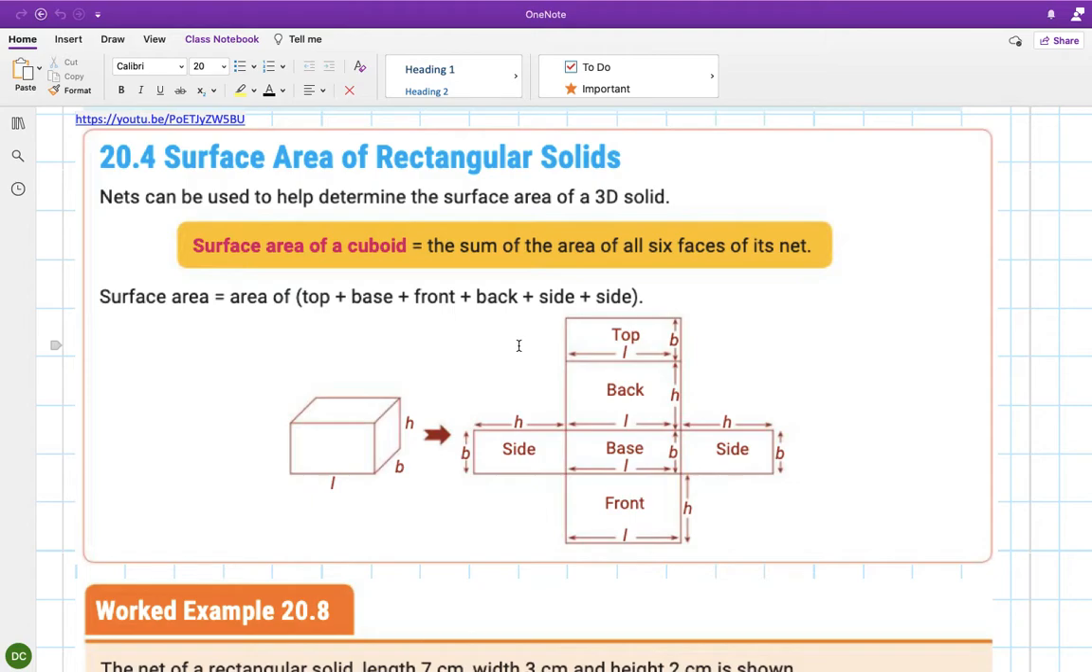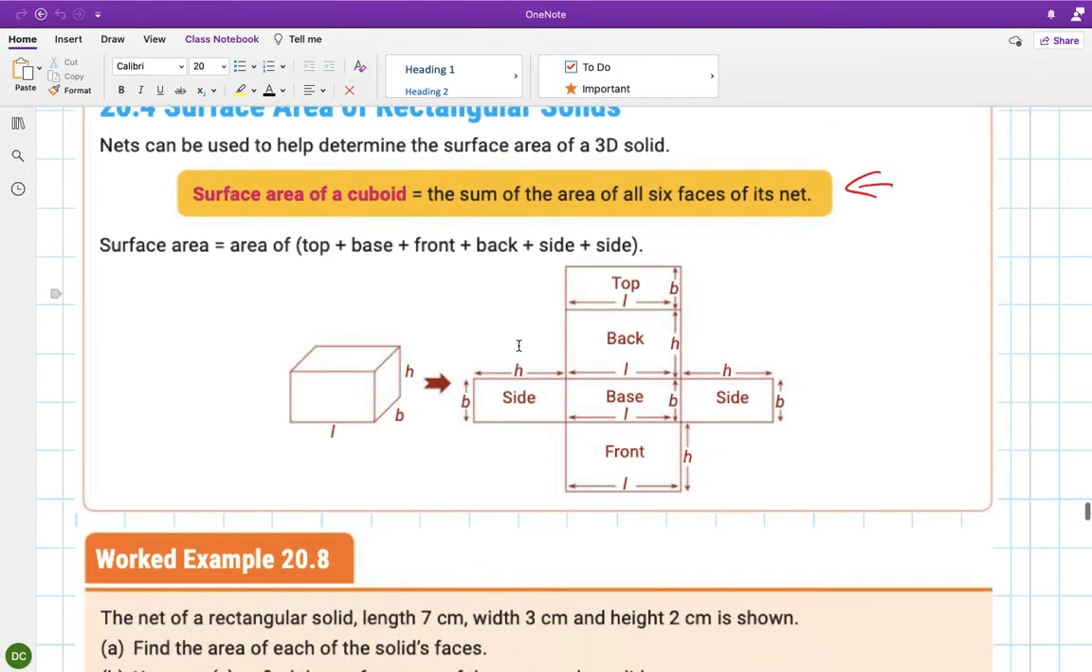And essentially, I always think of surface area as if I was going to paint it. So if you gave me a box and asked me to paint it, I would paint all 6 surfaces, okay? So essentially, the surface area is all the faces of the net. If you find the area of each face and add them all up, that's what it says there: the sum of the area of all 6 faces of the net, okay?